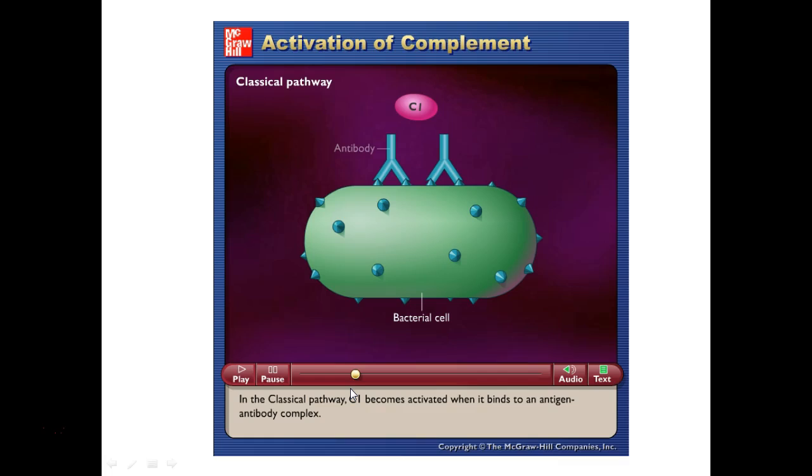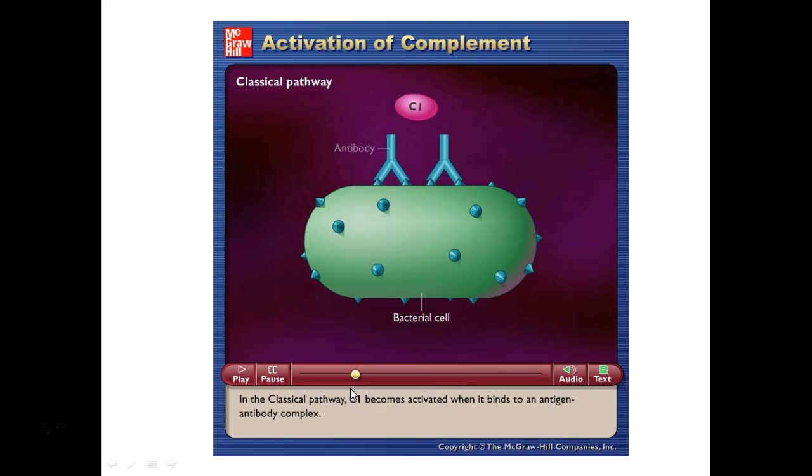And cascade, it's like a domino effect, right? Once one thing happens, the next thing happens, and then so on and so forth. That's why they call it a cascade, right? It just keeps going. It's like dominoes. Once one hits the other, they just keep going.